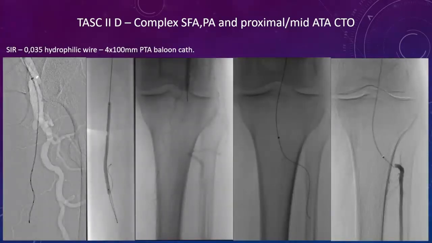So after we enter the superficial femoral with the 0.035 wire, usually a hydrophilic wire is used, accompanied by balloon dilatation. Why? Because if we are opening up a really long segment, the friction during the crossover approach is really high.